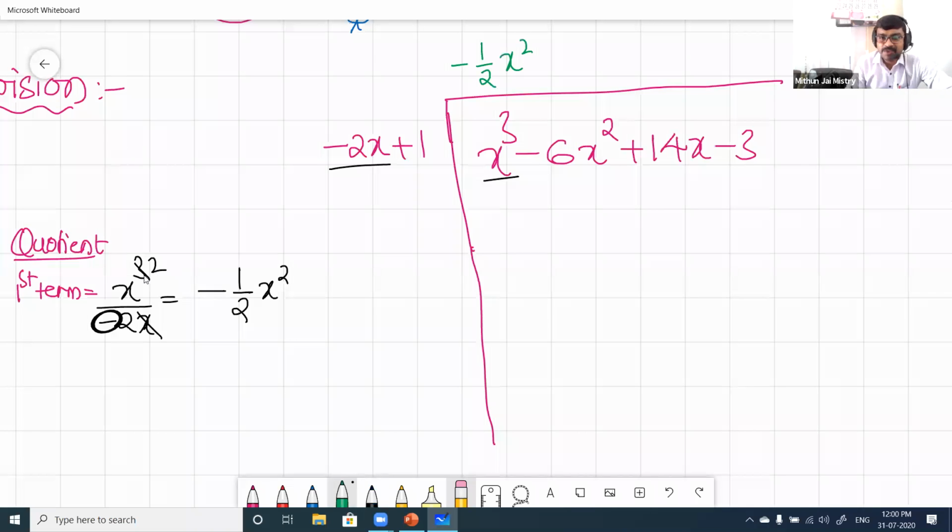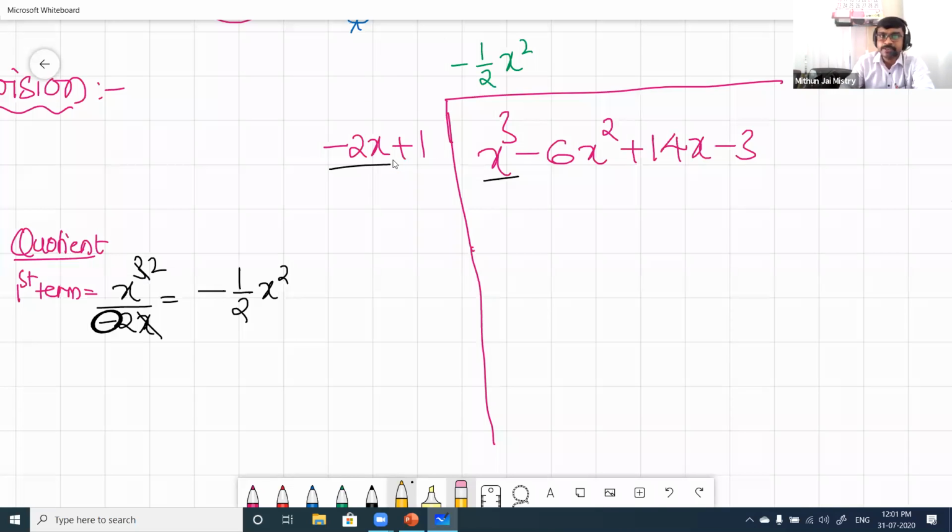Yeah. Next, what we have to do? We have to multiply this whole divisor with the term which we got just now. So when you multiply, make sure you are following the distributive property. That is first minus 2x into minus 1 by 2 x square. Then plus 1 into minus 1 by 2 x squared. This is called distributive property. The minus 1 by 2 x squared which is outside should be multiplied with both the terms which are inside, right? Yes, sir.